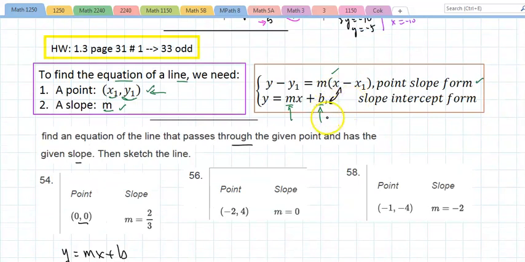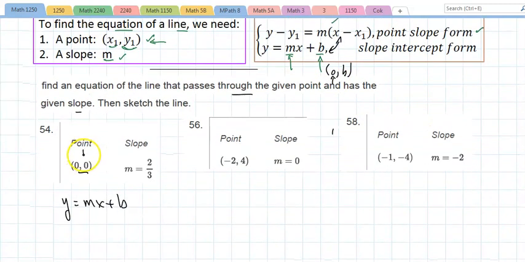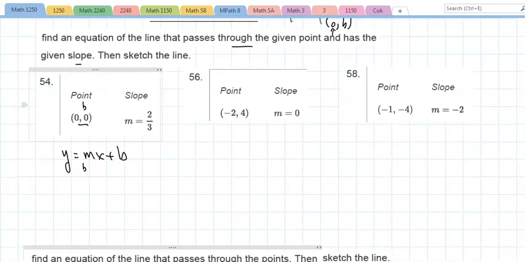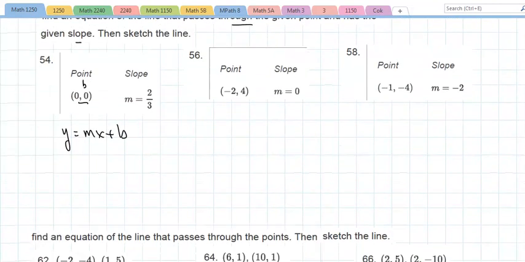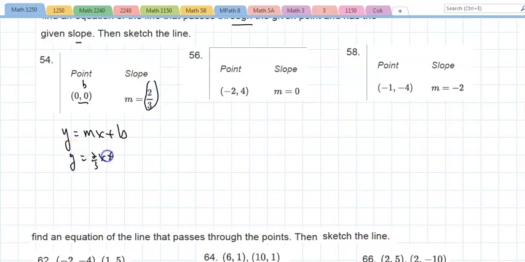This is a special case because this is the point (0, b). So if x equals 0, that's b automatically, which tells you what this is. And if you're not registering that or you're not there yet, that's okay. Let's do it the long way. The slope is 2/3. So y equal 2/3 x plus b.